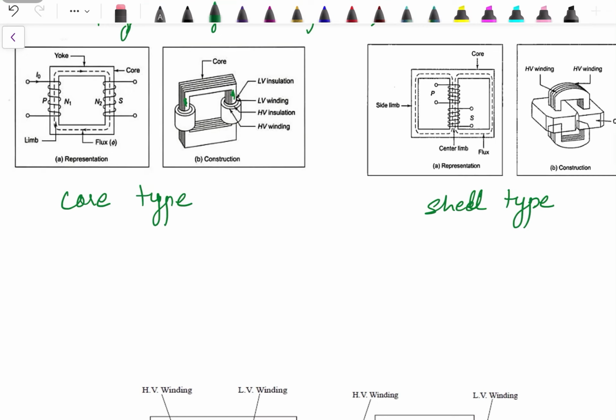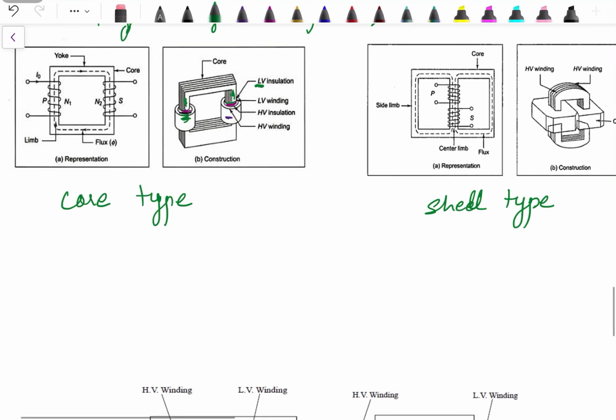On this we have an insulation. This black line over here shows that we have the insulation, which is low voltage insulation, followed by the low voltage winding. This one is the low voltage winding. Again, this black color over here shows the high voltage insulation followed by the high voltage winding. Similarly, on the other limb, we have low voltage insulation, then low voltage winding, then again followed by insulation, followed by the high voltage winding. This one is the high voltage winding.